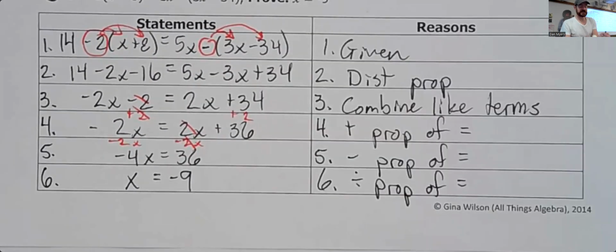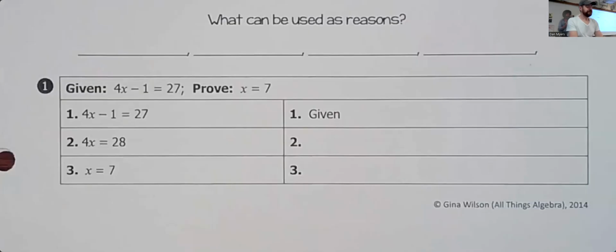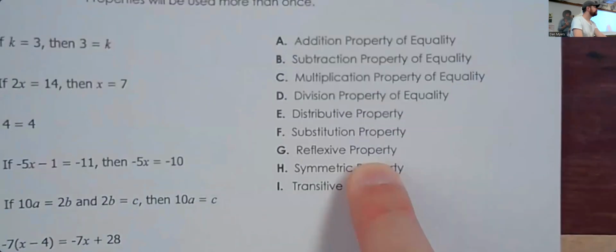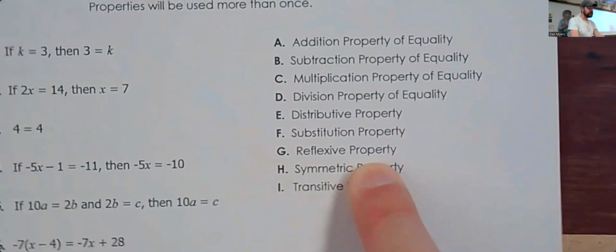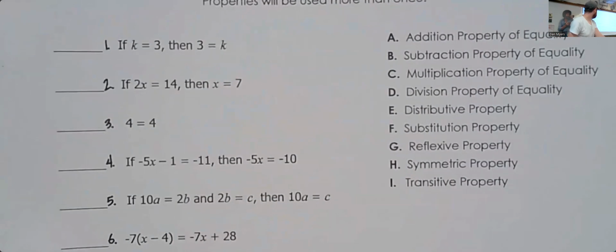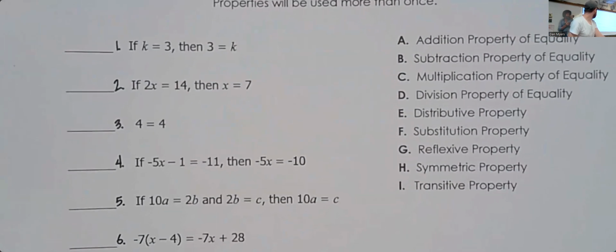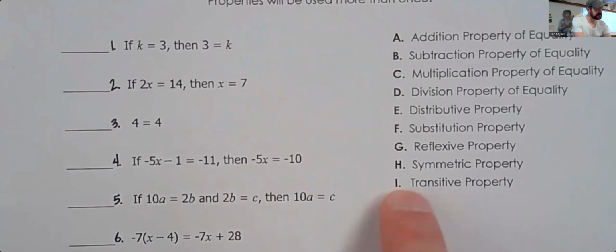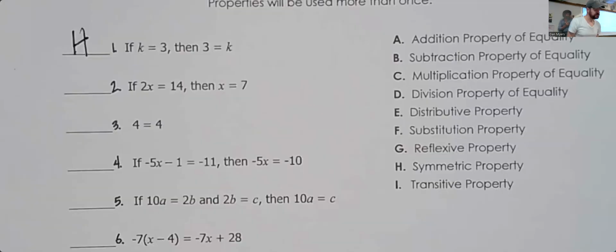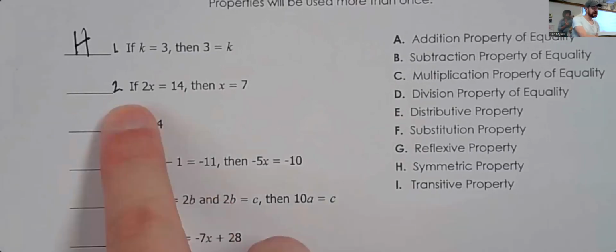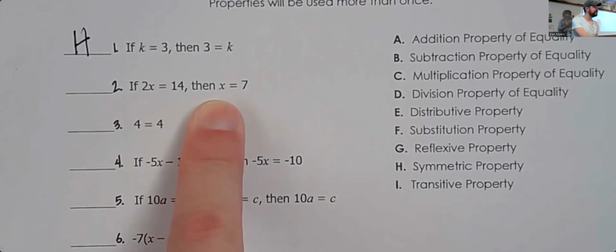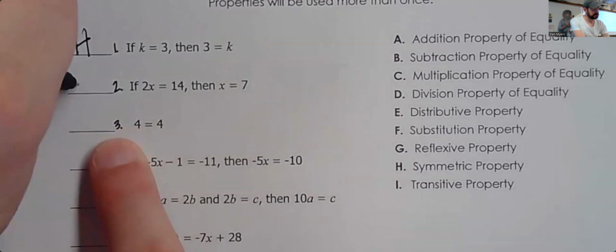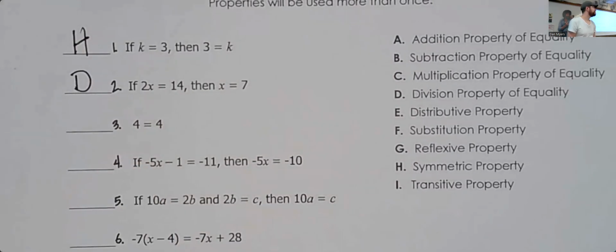And then we'll fill out this next page here. We'll be pretty quick with it. We got ourselves a list of properties over here, A through I. We're going to fill them out over here. So if k equals 3, then 3 equals k. Which one's that? H. That is the symmetric property. Good. To get from 2x equals 14 to x equals 7, what happened? We divided. I agree.